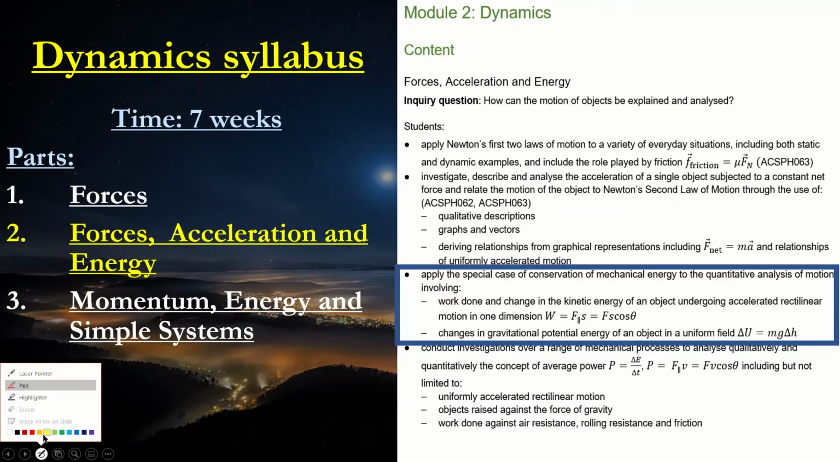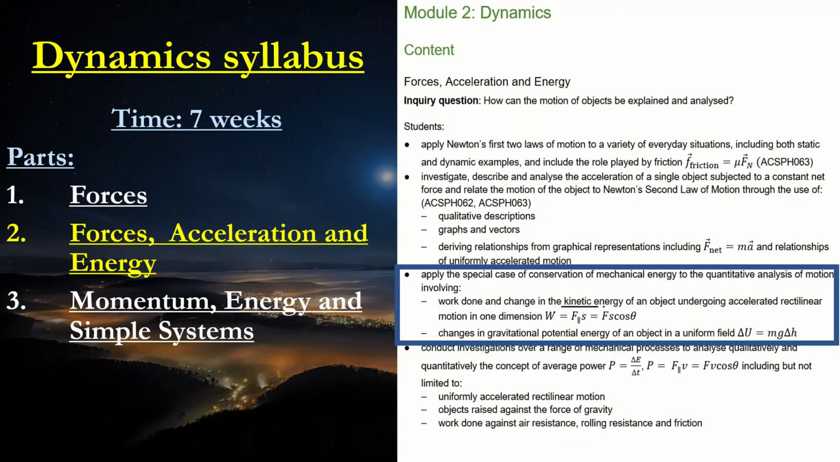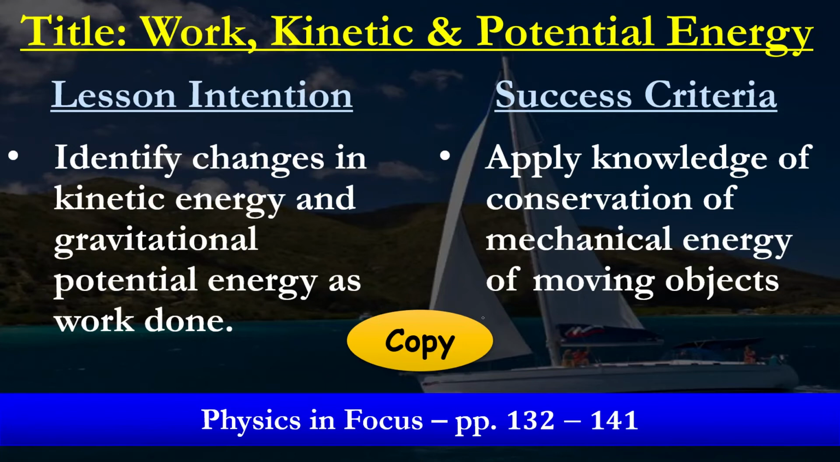In the previous lessons, we've talked about kinetic energy, we've talked about gravitational potential energy, but we're going to try and link these two concepts back to work done. So that's the central goal of today, and then once we've done that, we'll look into how gravitational potential and kinetic energy is a form of conservation of mechanical energy of moving objects. Textbook reference is down here.